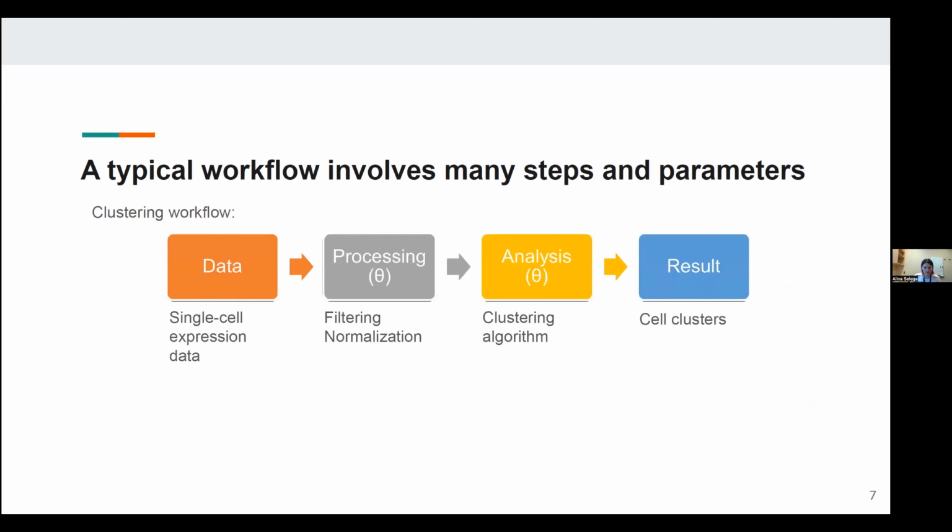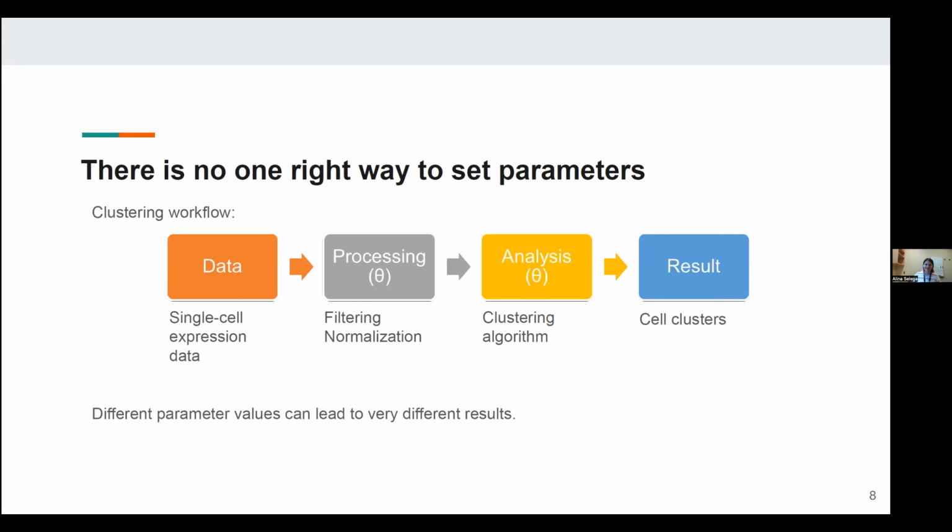So let's consider an example: a clustering workflow that we already talked a little bit about before. Our input data might be some sort of single cell expression data where we measure expression of single cells, and then we want to cluster, right? So we want to get cell clusters as a result. When we're doing data processing, we might choose to filter our data for quality control, like filter out poor quality cells. We might choose our favorite normalization method to normalize our data, select our favorite clustering algorithm, set all of the parameters for all of these different steps, and voila, we have our cell clusters.